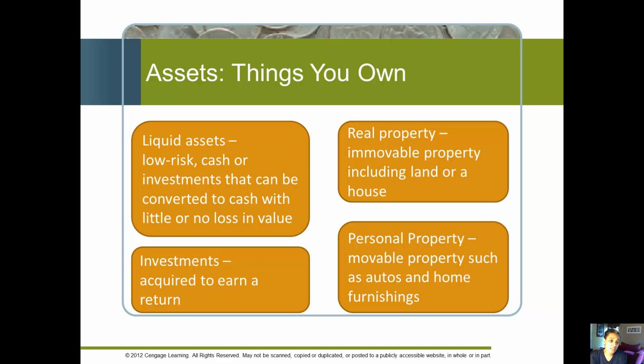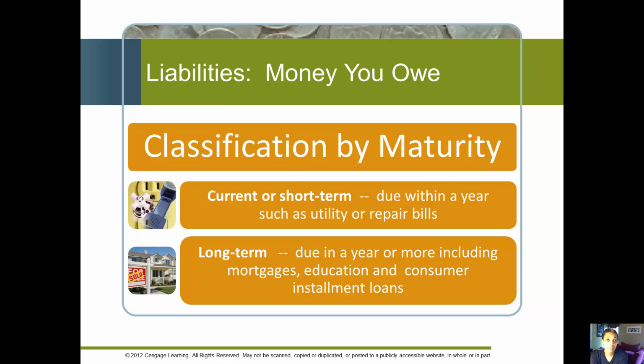So assets are the things that you own. These are the four categories that we just saw. The liquid assets like cash or short-term investments, and then investments that we acquire to earn a return, so stocks, bonds, mutual funds. Real property is property that you can't move, like land or a house. And then personal property is stuff that is tangible but is movable, like furnishings, furniture, electronics, cars, boats, I guess.